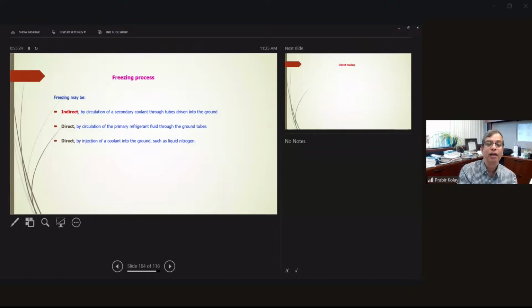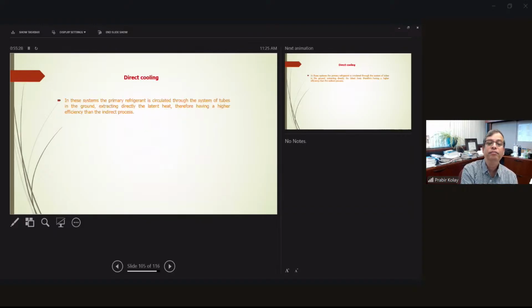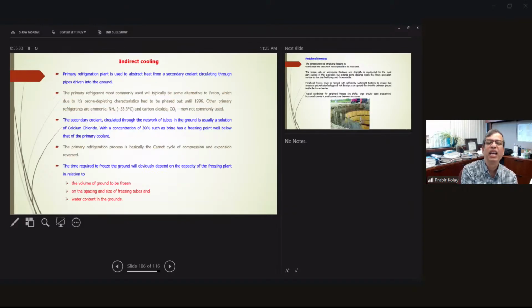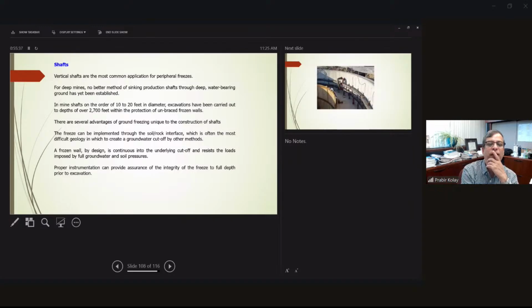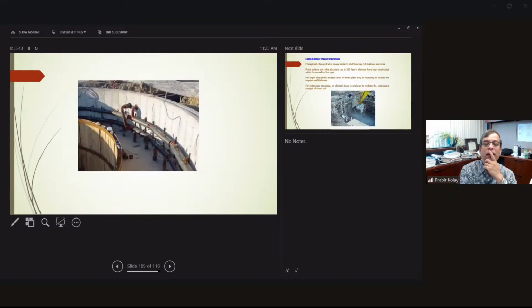Freezing processes can be indirect or direct. I'm not going to go into detail over here. So these are some of the freezing methods. Mostly, as I mentioned, these are applications for support of excavation and tunnel applications. Okay, and over here, this is how it looks. But again, you can see several different pictures in Geotech tools.